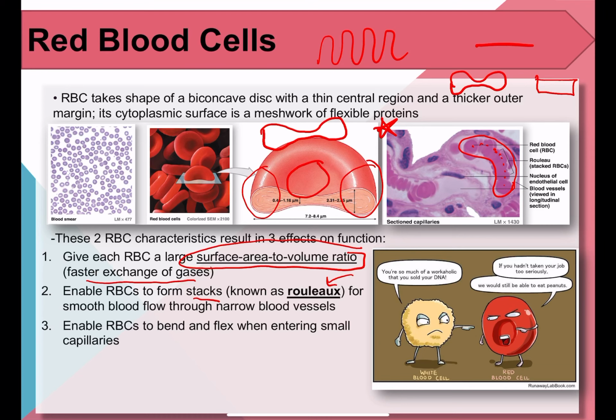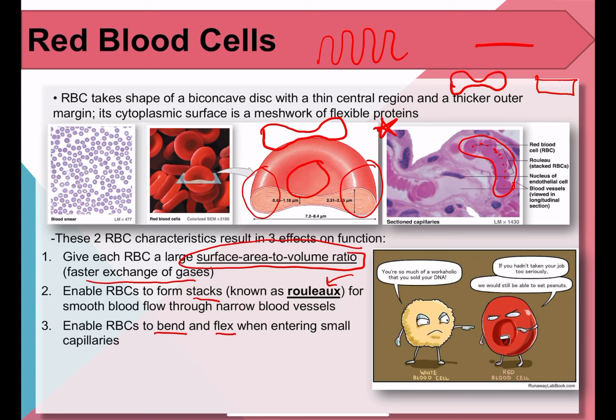So rouleaux is what this particular shape of red blood cell enables them to form. Now, the last thing is this particular shape having these curvatures and not a solid block of hard plasma membrane is what allows red blood cells to bend and flex when they're entering those small capillaries.